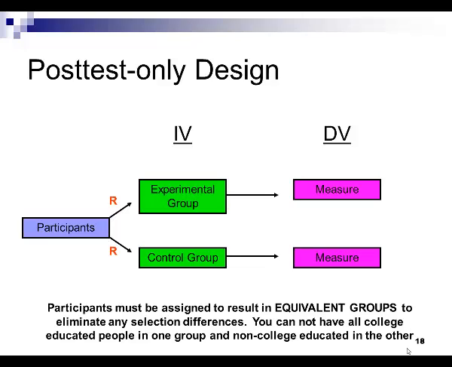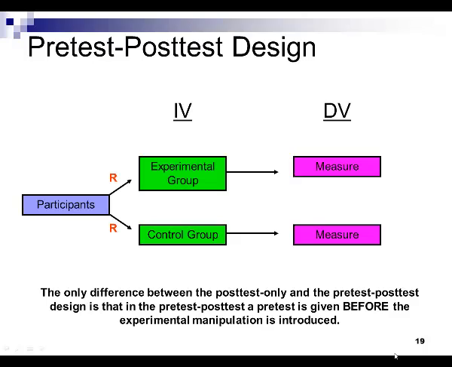For example, you can't have all college-educated people in one group and non-college educated individuals in the other. Or, vice versa, you couldn't have all females in one group versus all males in another group, or all older individuals in one group versus younger people in another group. Because if you did, the variables would be confounded with the independent variable, and we wouldn't know whether the changes in the dependent variable were due to the manipulated independent variable or due to the selection differences.